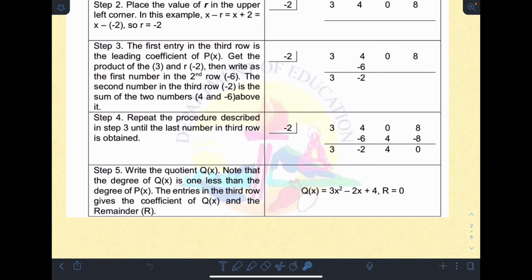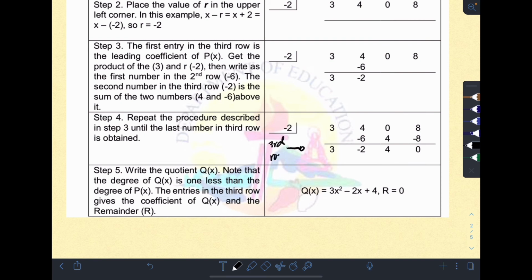Okay? So step 5. Write the quotient q of x and then note that the degree of q of x is 1 less than the degree of p of x. So by the way, you also need to note that in this example, the last entry for the third row, so take note, this is our third row, okay? Third row. The last entry is our remainder. That means in this example, we have 0 remainder. So the resulting coefficients are 3, negative 2, and 4.